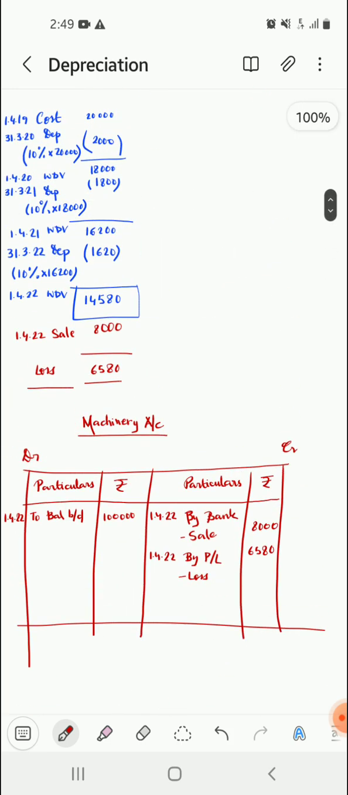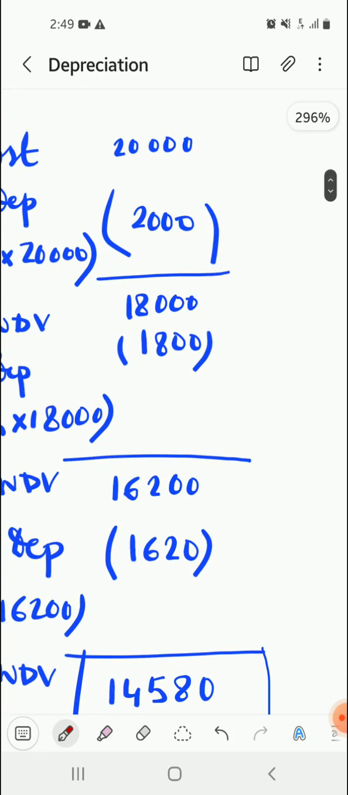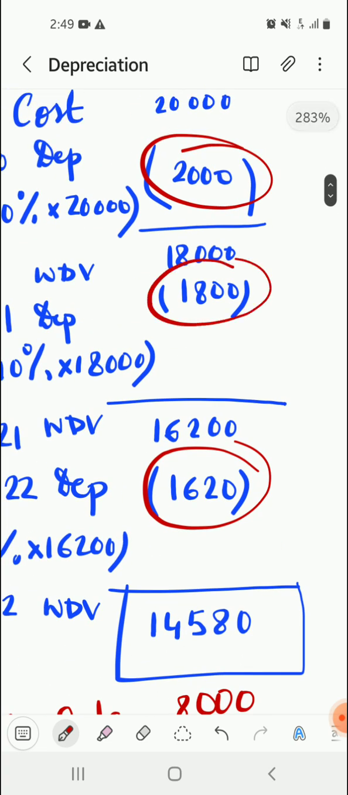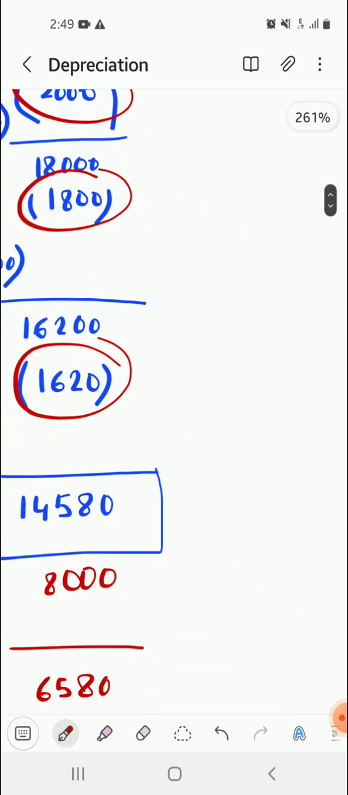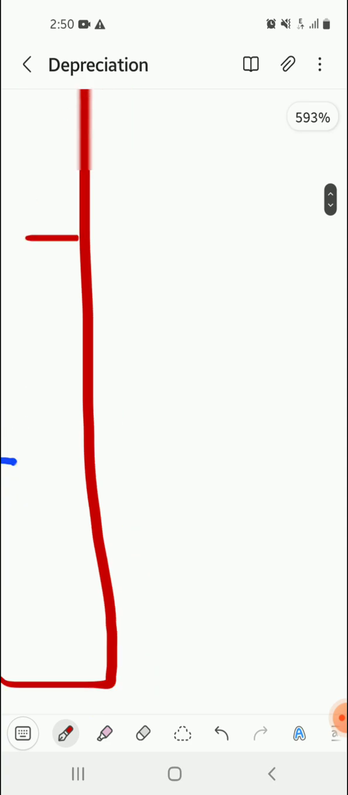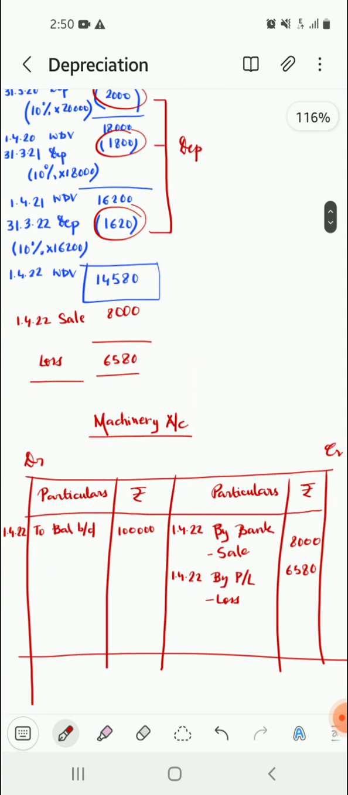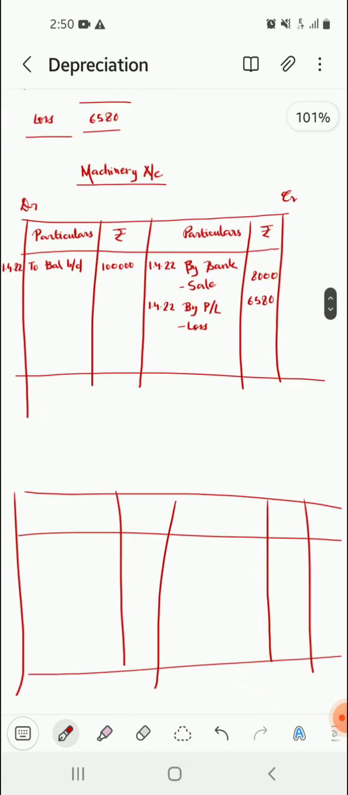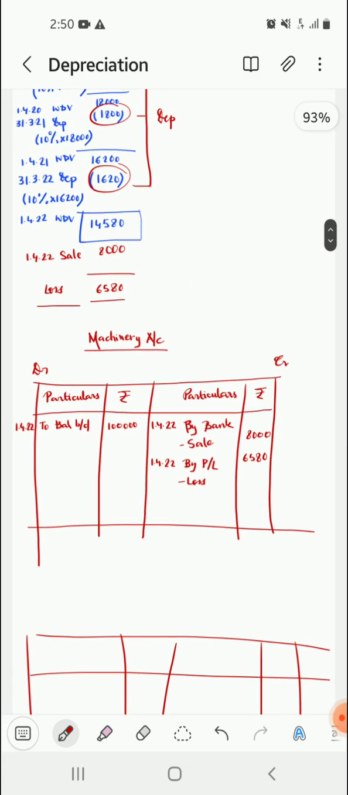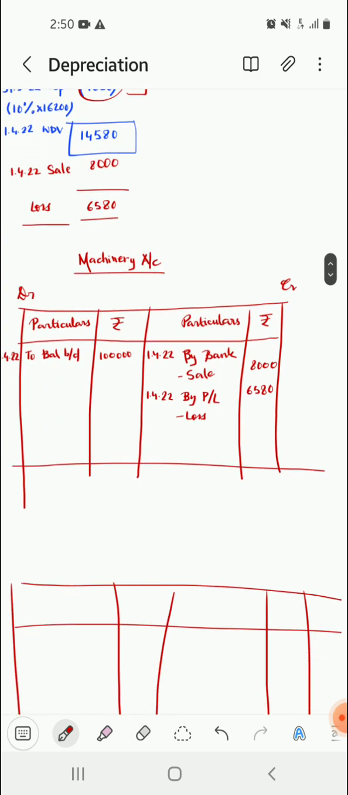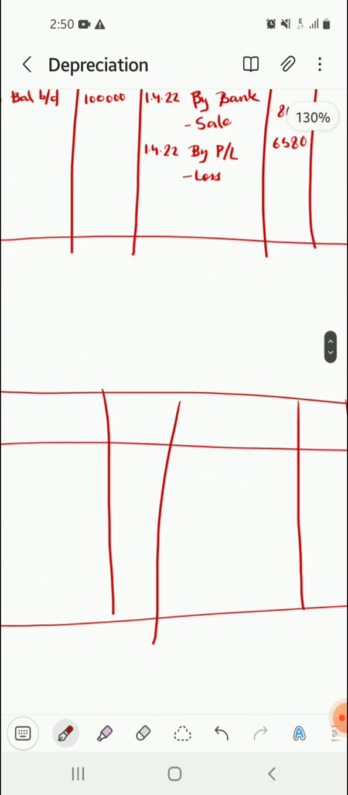How is that possible? See, we are going to add up all the depreciation. Here we have got a depreciation of 2000, here of another 1620, and here there was an 1800. So if we add all these, these are my accumulated depreciation. So these are all my depreciation amounts. If we add all of these, 1800 plus 1620 plus 2000, it comes to 5420. So we're going to write it here.